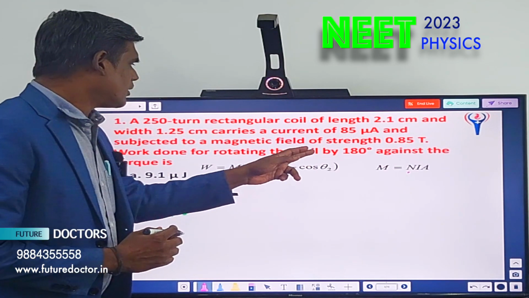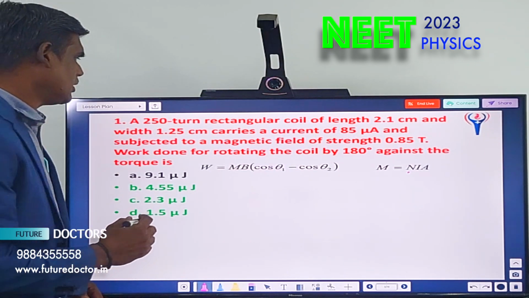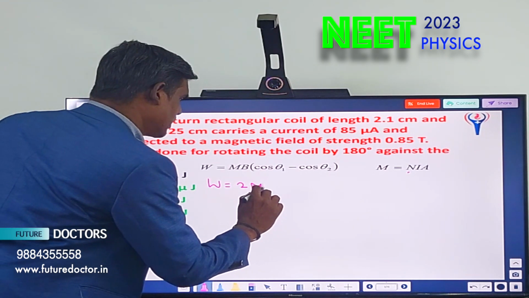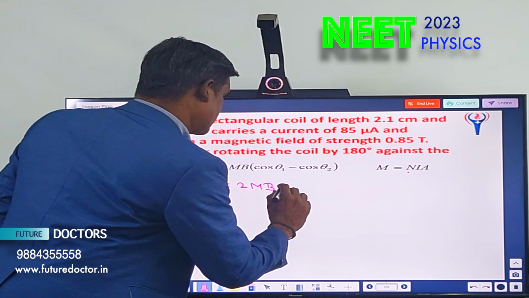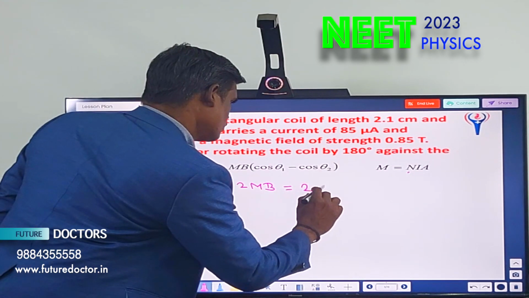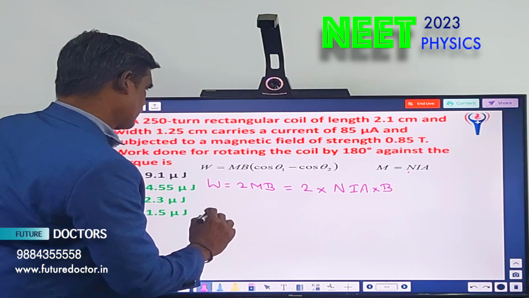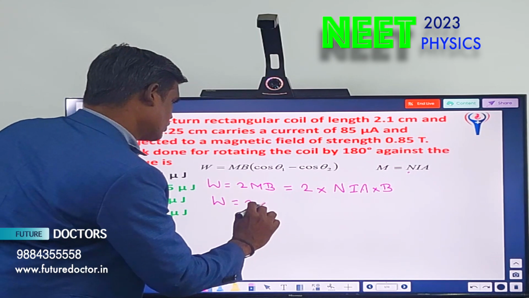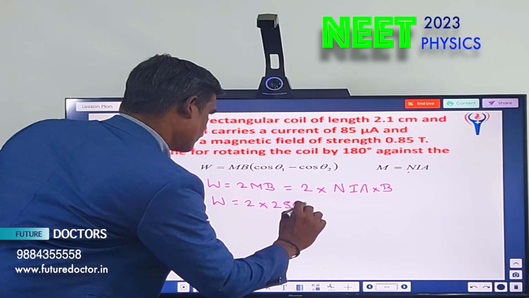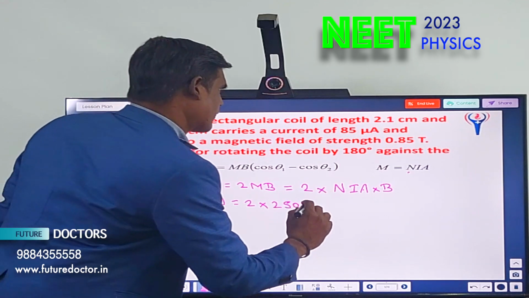So cos 0 is 1, minus cos 180, which is minus 1. Therefore, W equal to MB into 2, that is 2MB, and M equal to N into I into A. So W equal to 2 NIAB. N is the number of turns, 250 turns. So 250 into A. A is length into breadth, 2.1 into 1.25.